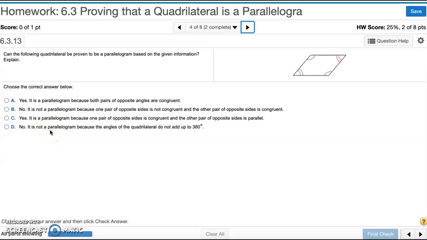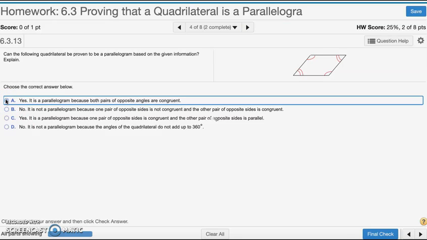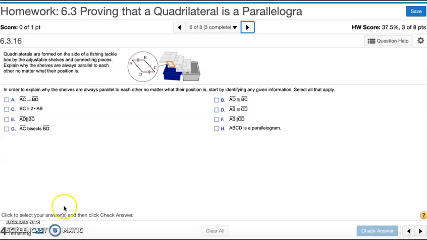Number 4, can the following quadrilateral be proven to be a parallelogram based on the given information? We can say yes, it is a parallelogram because both pairs of opposite angles are congruent. And that's number 4.